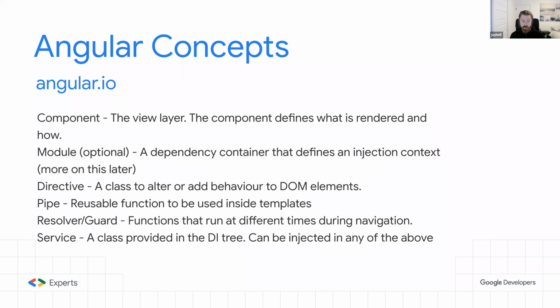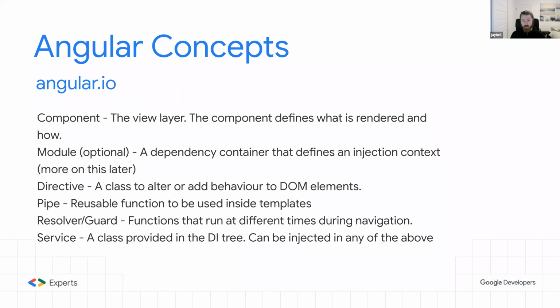NgModules, not JavaScript modules, but NgModules. These are now optional, and this is one of the things we're going to be talking about here, with standalone components and standalone directives, pipes, etc. Previously, a module was really like a dependency container. So you would define what dependencies things in that module had access to. Now with standalone components, you do this at the component level, and we'll see more about that afterwards.